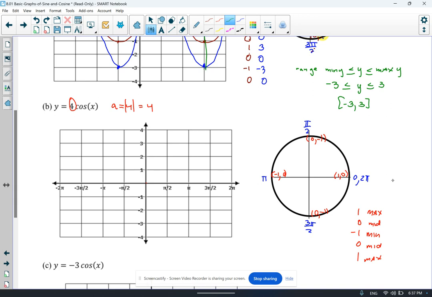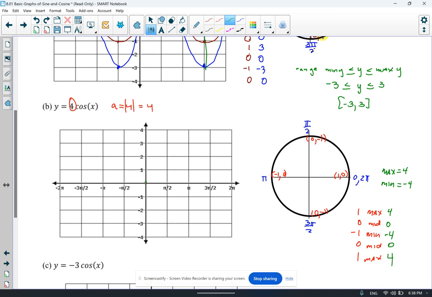So in our case, the maximum value of the function is going to be 4. So max is going to be the positive of the amplitude, and the minimum value is going to be the negative of that amplitude, negative 4. So you're actually graphing 4, 0, negative 4, 0, 4. That's the pattern you're going to use.